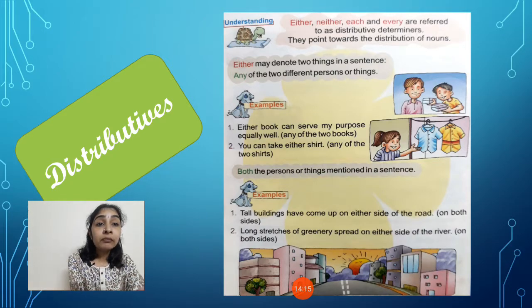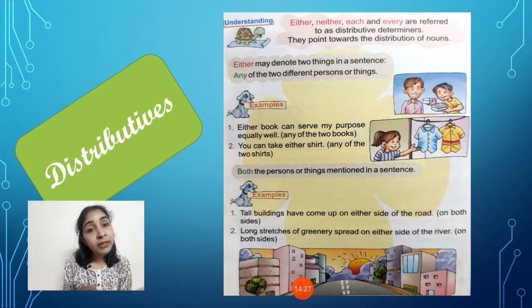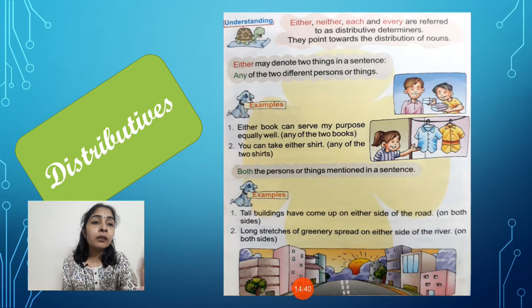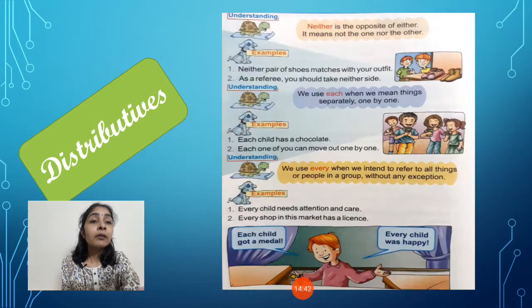Now similarly, other examples are, "tall buildings have come up on either side of the road." That means on both sides of the road there are tall buildings. There also we are using either, because on both sides of the road there are equally tall buildings standing. "Long stretches of greenery spread on either side of the river." There also either means both are equally likely.